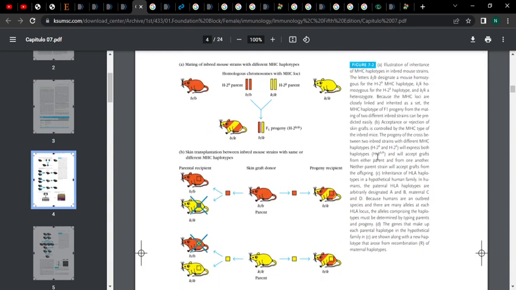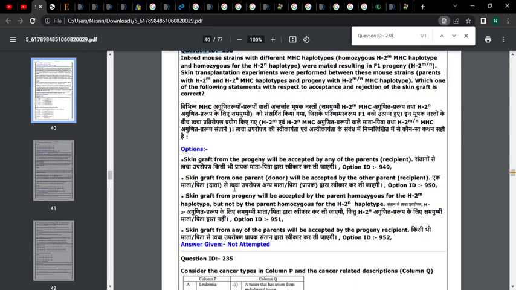Here they mention that the progeny of the crosses between two inbred strains with different MHC haplotypes will express both haplotypes. At the same time, they will accept a graft from either of the parents as well as from one another. So if you check the answer, a skin graft from any parent will be accepted by the progeny of the recipient. It is the correct option.